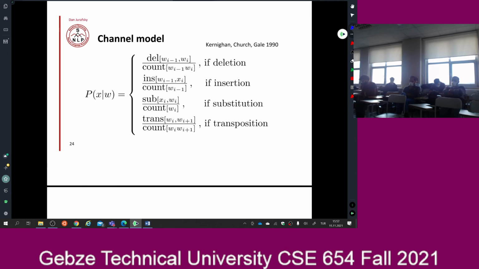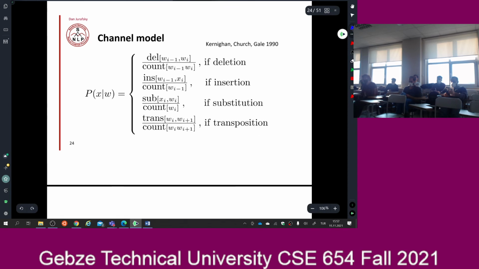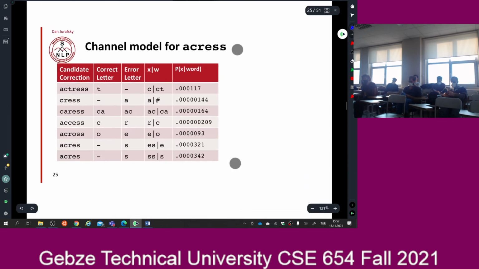Okay, so it looks like for insertion, you just insert a new letter. For deletion, you just take one away. You need those counts. For transposition, you need two letters again. So I have all the probabilities for these: deletion, insertion, substitution, and transposition. So that's the channel model, and this is what I get.